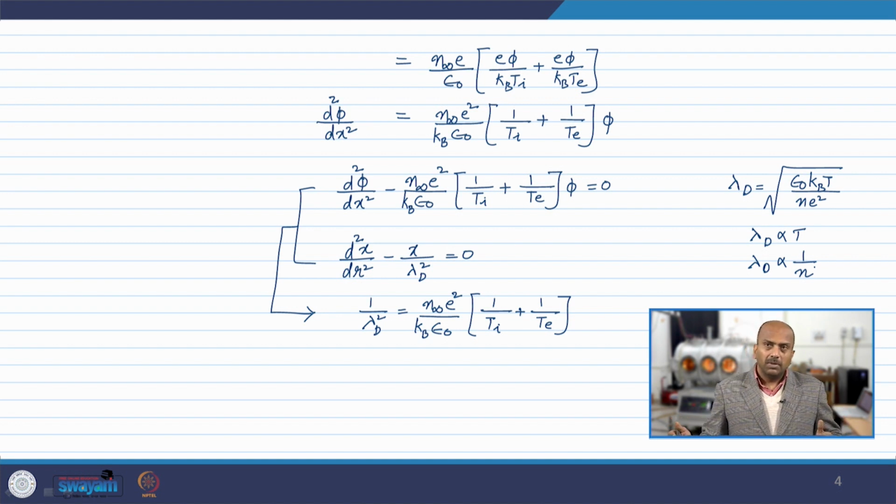That means, if there are more electrons within a small volume, then obviously the concentration of electrons that you would need to nullify the positive charge is available within a smaller distance. That means lambda d will be small, right. So, both of these things are very well acceptable by simply applying common sense, right.